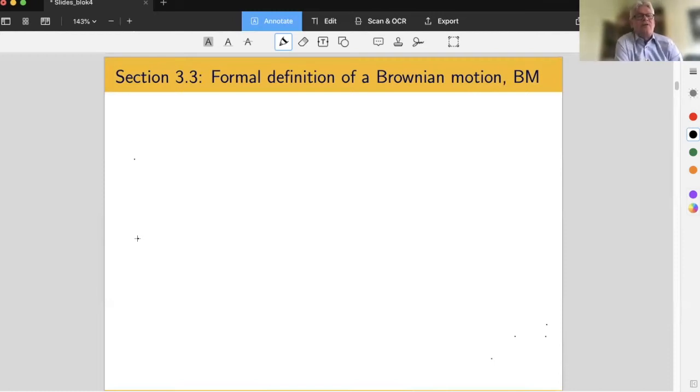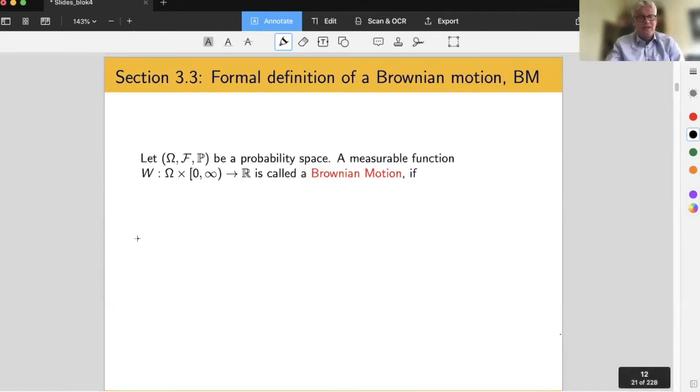So I'll start with a set of definitions. And first we need a formal definition, and for that we need a probability space. So let omega, F, P be our probability space. Now a measurable function W, which runs from omega cross 0 to infinity, because it is a function of omega and time runs from 0 to infinity. So it is a random variable in omega, and time runs from 0 to infinity. And it will be taking values in R. Now the following properties are satisfied for W to be called a Brownian motion.